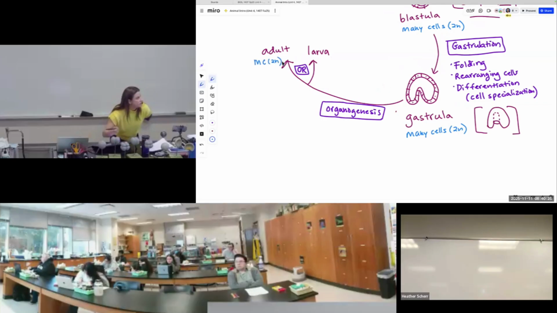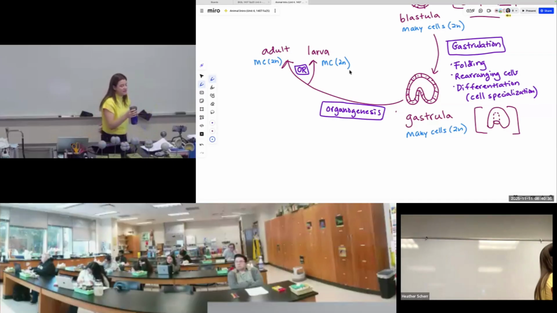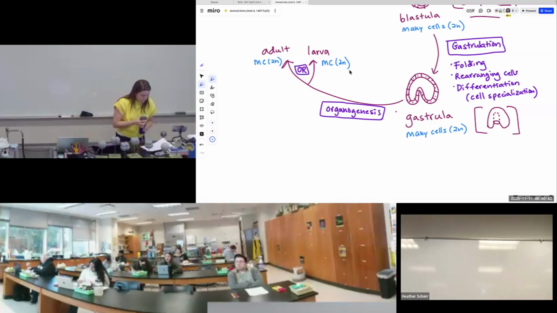Adult, of course, is many cells. Diploid. Larvae or larva, singular, are many cells. Diploid. Larvas is not a word. Larvae with the AE at the end, L-A-R-V-A-E, that's plural. Larva is singular.